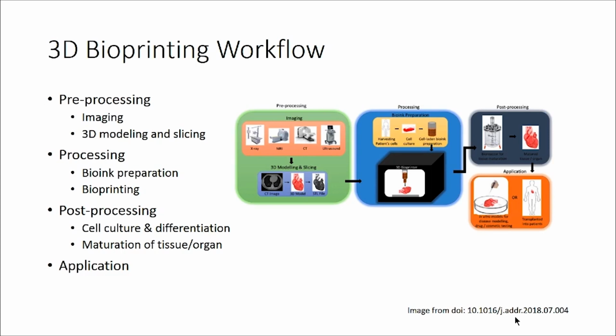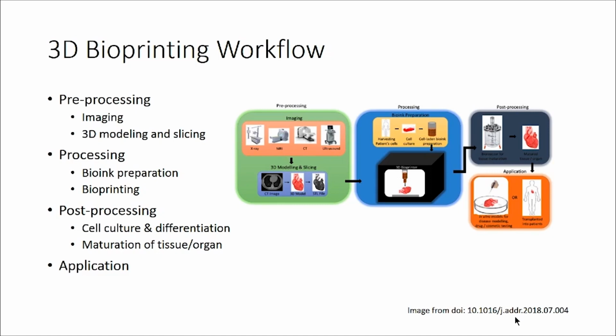So, we will talk about pre-processing and processing. Post-processing is kind of common for all tissue engineered constructs, and application is also the same. So, pre-processing involves imaging and 3D modeling and slicing. So, you first need to understand how the tissue architecture is, and that you get from images. So, you can get images from X-rays, MRIs, CT scans, ultrasounds, optical microscopes, whatever is at your disposal. You can use them to create images which you can process to get the 3D structure, and this 3D structure would have to then be modeled so that it can be fed to a computer to be printed, right.